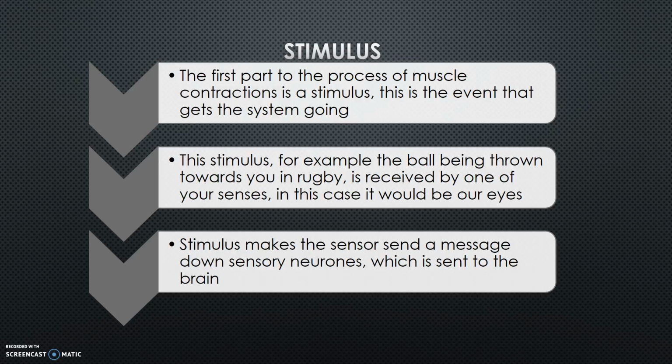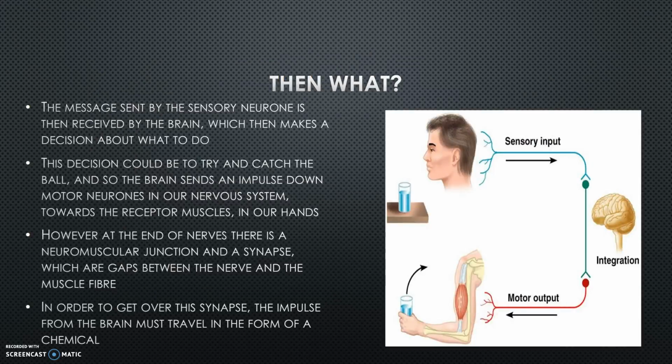And the stimulus makes the sensor send a message down sensory neurons, which is sent to the brain. And this message could say anything. For example, it could say, right, catch the ball. And the message would be received by the brain, which then decides, right, what am I going to do regarding the stimulus? And the decision could be to try and catch the ball.